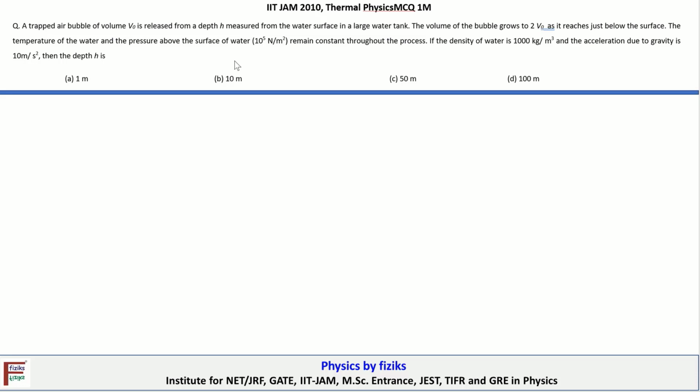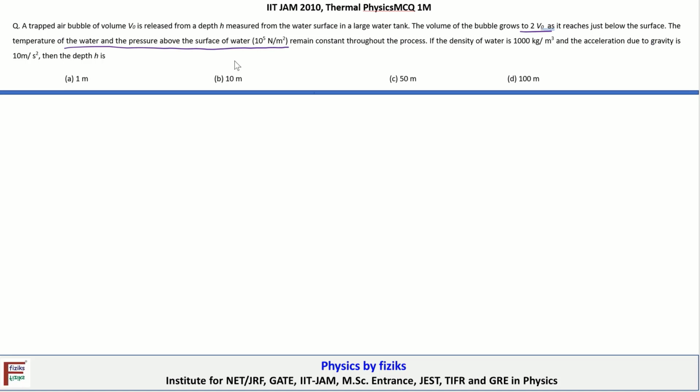Let's continue with the next question. The statement is: a trapped air bubble of volume V0 is released from a depth h measured from the water surface in a large water tank. The volume of the bubble grows to 2V0 as it reaches just below the surface. The temperature of the water and the pressure above the surface of the water, which is given as 10 power 5 Newton per meter square, remains constant throughout the process. If the density of water is 1000 kg per meter cube and the acceleration due to gravity is given as 10 meter per second square, then the depth h is.